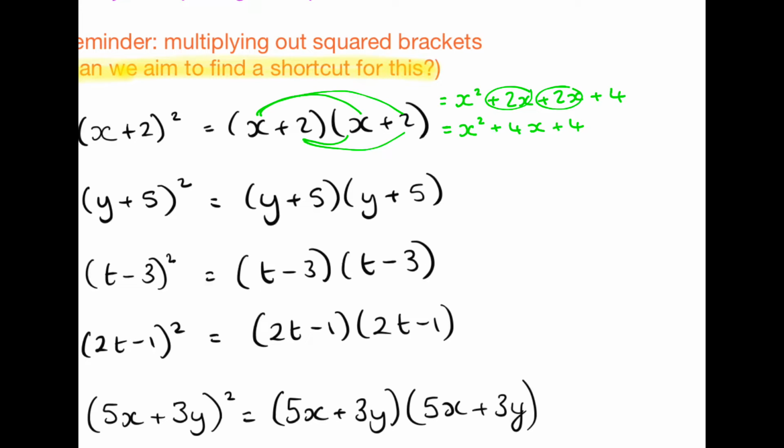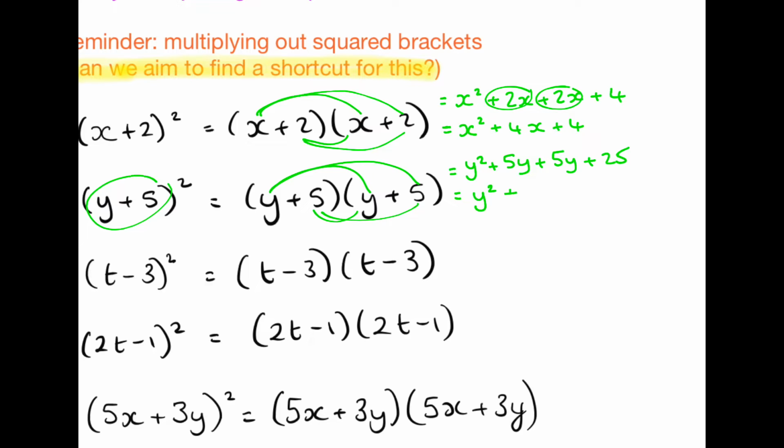Okay, the next one, we're doing y plus 5 squared. So we've got y plus 5 times y plus 5. So our terms are going to be y times y is y squared, y times 5 is 5y, 5 times y is another 5y, and 5 times 5 is 25. So there we've got y squared plus 10y plus 25. Okay, I want us to be paying attention to what we can spot about each of these that they've got in common. Okay, see if we can come up with a shortcut.